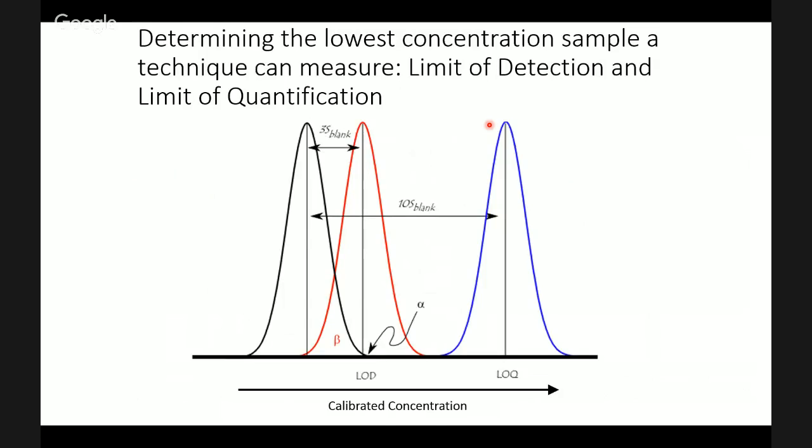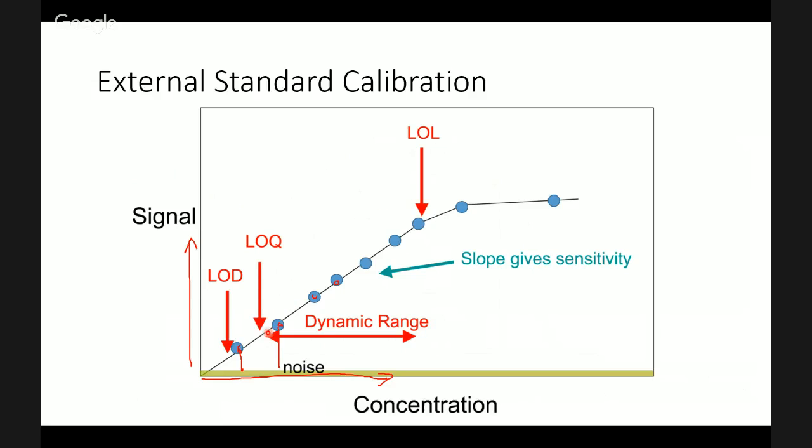So just to go back, this range between the limit that we can quantify and the limit of linearity for any one particular instrument or measurement technique defines the dynamic range of the technique. So this is the range of concentrations over which a particular technique is useful.